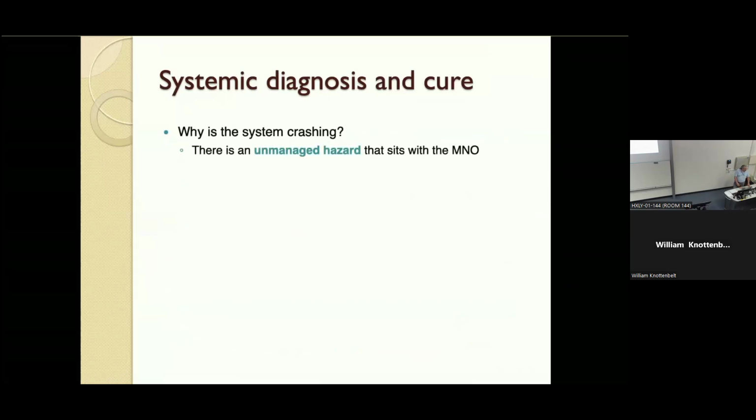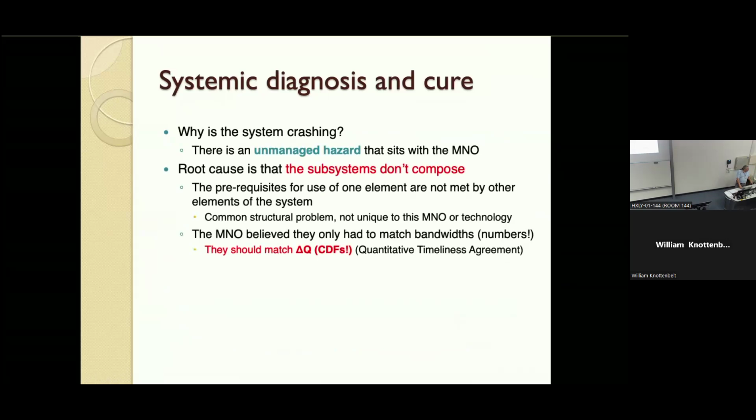So the point is there's an unmanaged hazard, and it's sitting with the MNO, the connection between the MNO and the wholesale contract. The two systems, the MNO's core network and the wholesale access network, are not composing. The prerequisites of one are not being met by the post behavior of the other, okay?